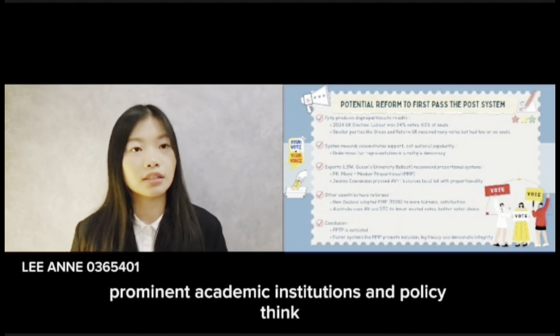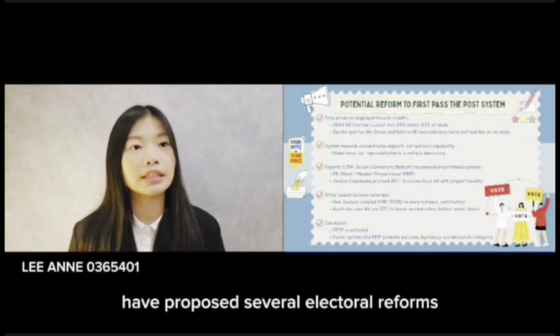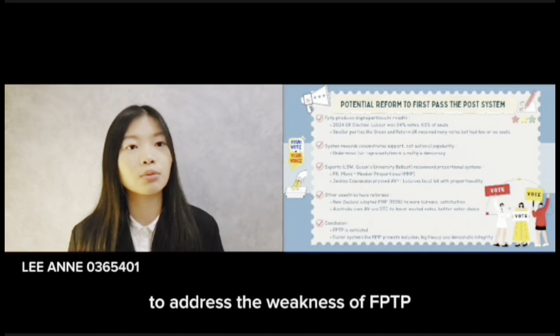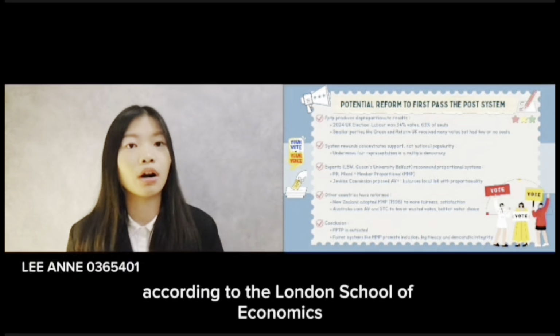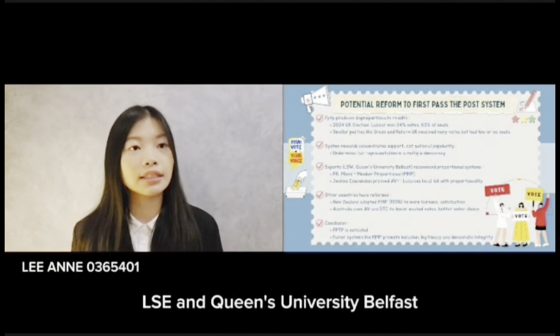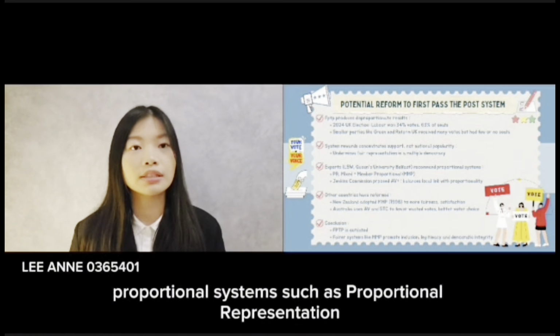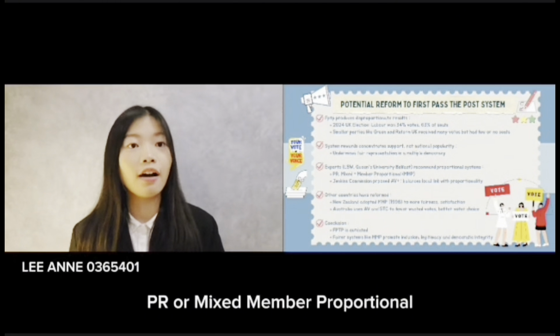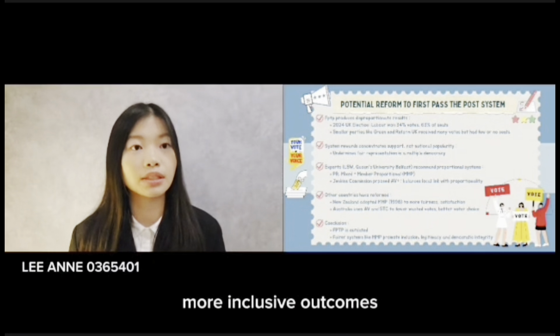Prominent academic institutions and policy thinkers have proposed several electoral reforms to address the weaknesses of FPTP. According to the London School of Economics, LSE, and Queen's University Belfast, proportional systems such as proportional representation (PR) or mixed member proportional (MMP) could produce fairer, more inclusive outcomes.